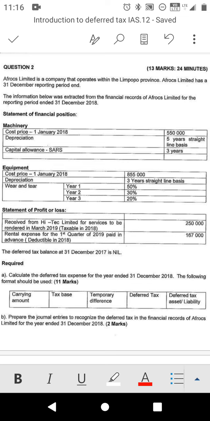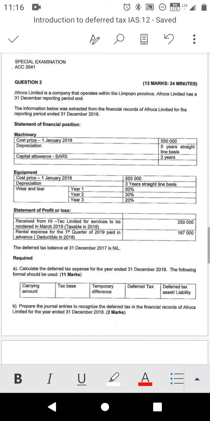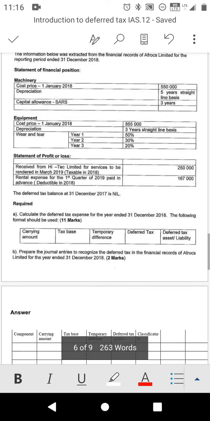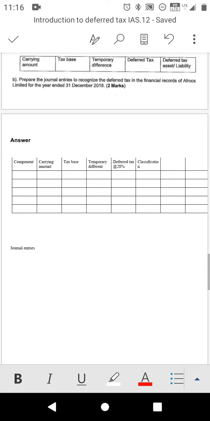Okay, the amount is 550,000. We have to find out how much depreciation for this year and how much wear and tear for this year. Then we will do the temporary difference. Okay, let's go.